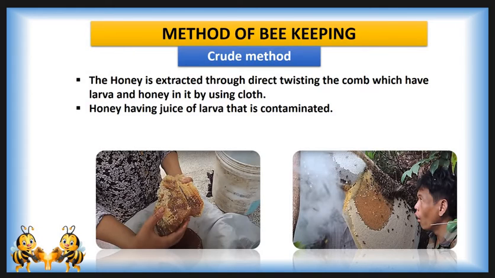The honey has the juice of larva, so it is contaminated. There is destruction of the comb and killing of the honeybee. This leads to an extinction of honeybee due to this method.